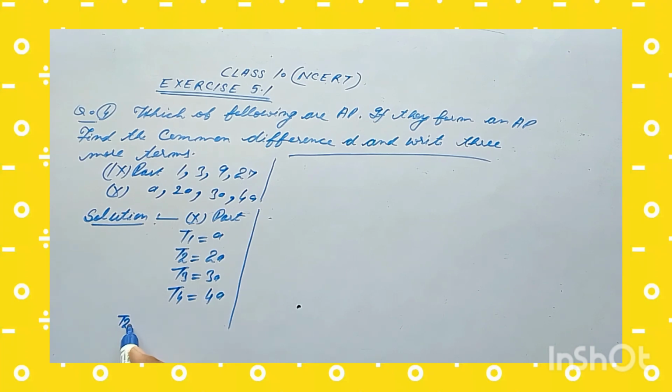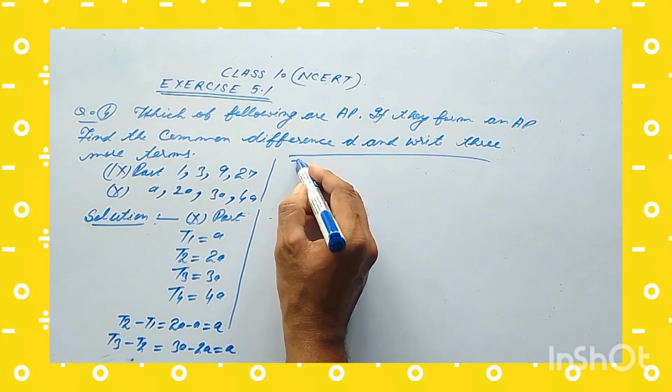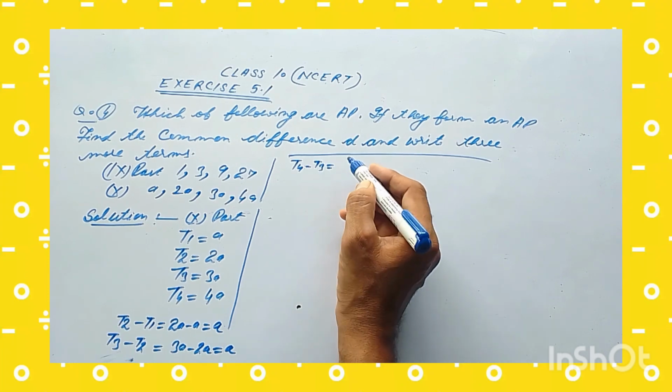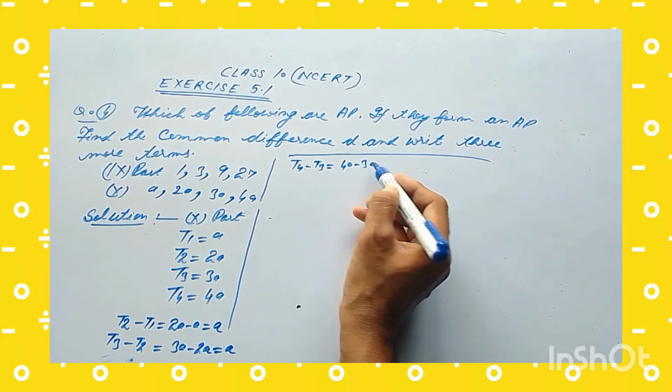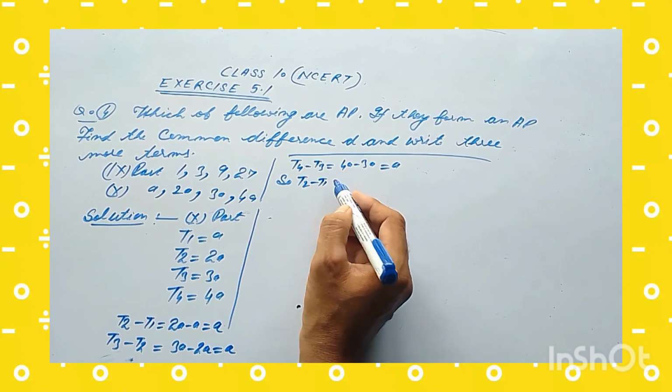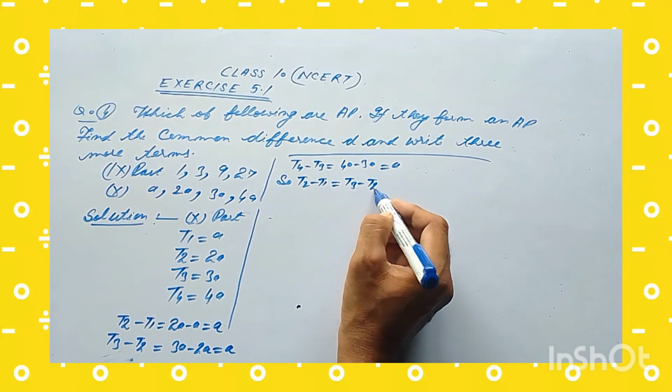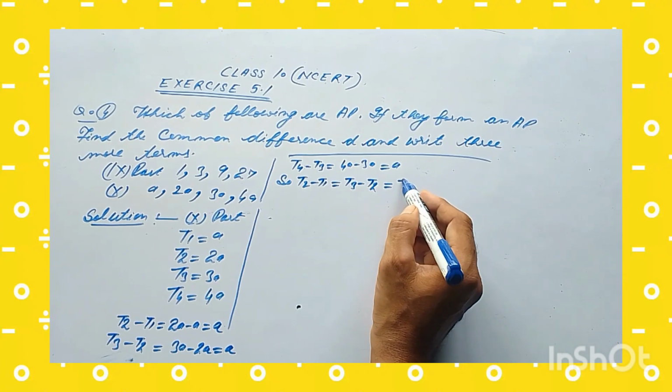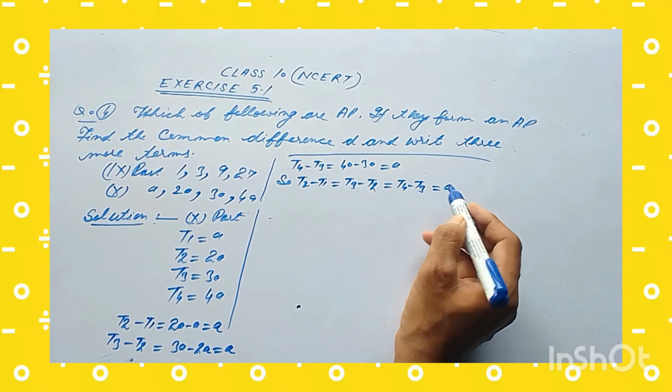Now T2 minus T1 equal to 2a minus a equal to a, T3 minus T2, 3a minus 2a equal to a, T4 minus T3, 4a minus 3a that is equal to a. So T2 minus T1 equal to T3 minus T2 equal to T4 minus T3 equal to a.